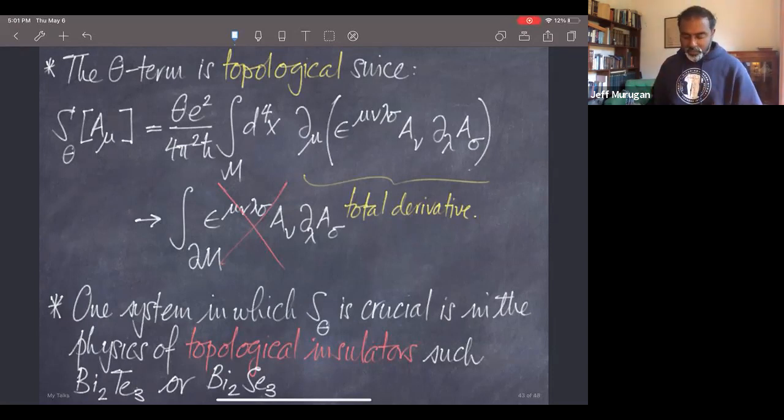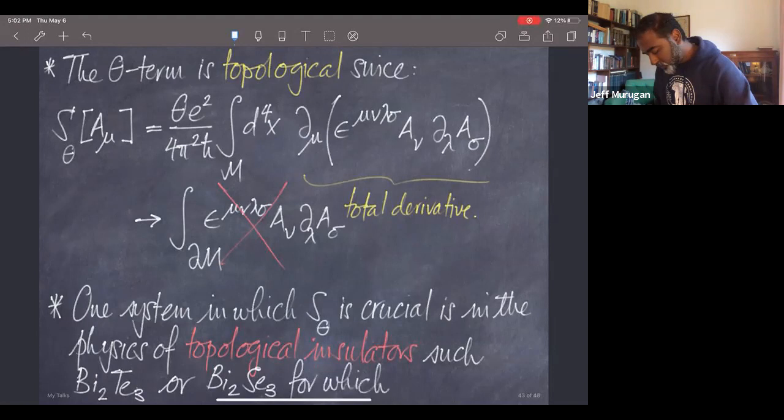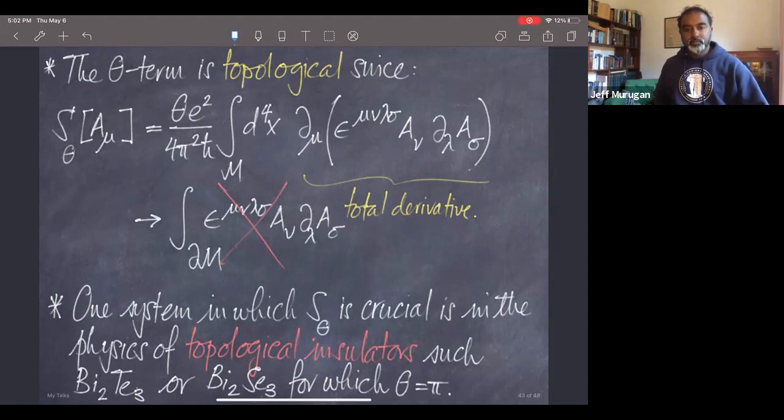Overall, the umbrella of the class of materials that we're considering is what's called ultra-quantum matter. And in these materials, not only does the theta term play a role, but a very specific value of theta plays a role. And in these materials, theta equals pi. Okay. So this is just a short introduction to the idea of topological insulators, and specifically the theta term that's going to be important for what we're going to discuss now.